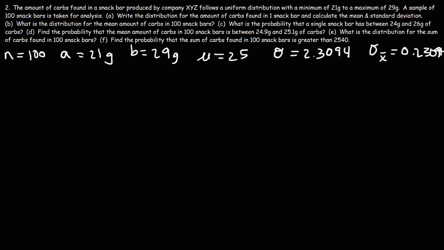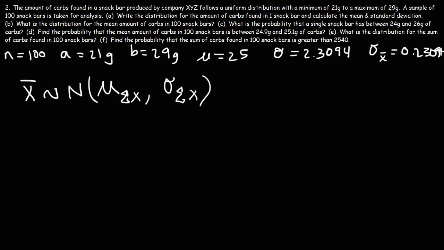What is the distribution for the sum of carbs found in 100 snack bars? So this is another sampling distribution, but instead of dealing with the mean, we're dealing with a sum. It will still take on the shape of a normal distribution. Now the mean is going to be dealing with the sum of x, and the standard error is also dealing with the sum of x. So I changed the subscripts a bit.